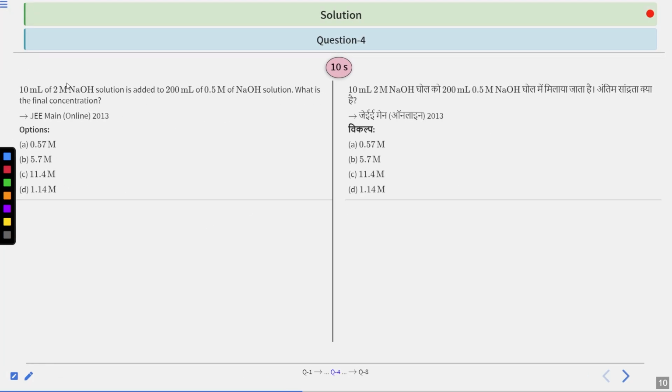Next question says that 10 milliliter of 2 molar NaOH solution is added to 20 milliliter of 0.5 molar NaOH solution. What is the final concentration? Options are A 0.75, B 5.7, C 11.4, D 1.14. How will you solve this question?